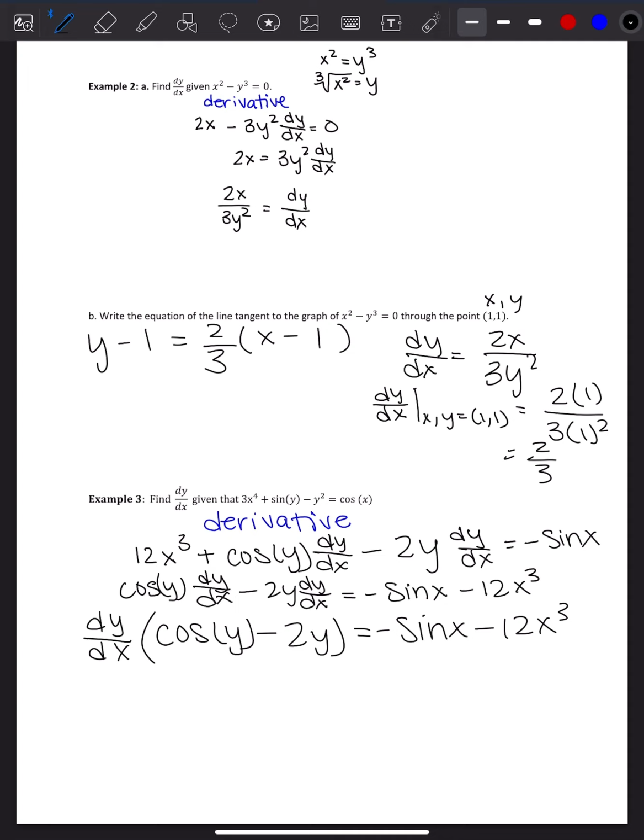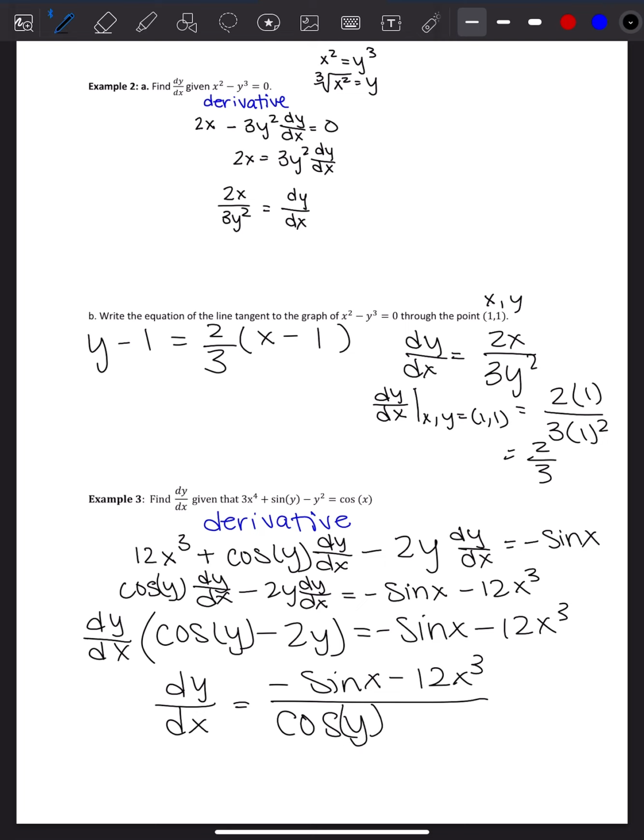Now that I have one dy over dx times some other stuff, we're going to divide both sides by everything inside those parentheses. So dy over dx is equal to negative sine x minus 12x cubed divided by cosine y minus 2y. I am going to leave it just like this now that dy over dx is by itself, and we're done with the problem. So our steps here are really: take the derivative of everything, move dy over dx to one side, everything else to the other, factor out the thing they have in common, and then divide by what we need to divide.